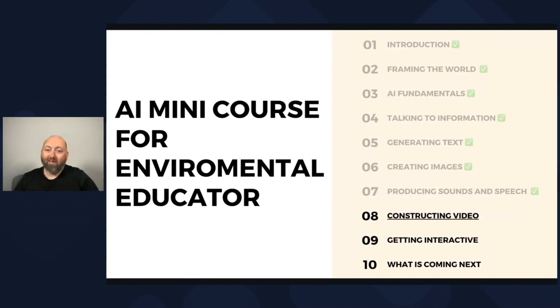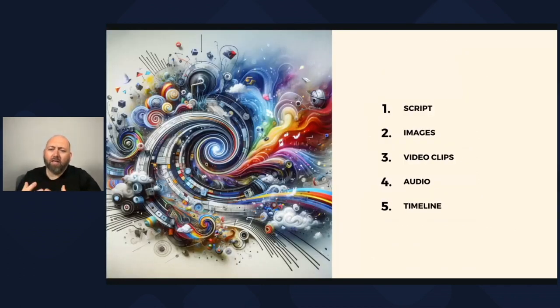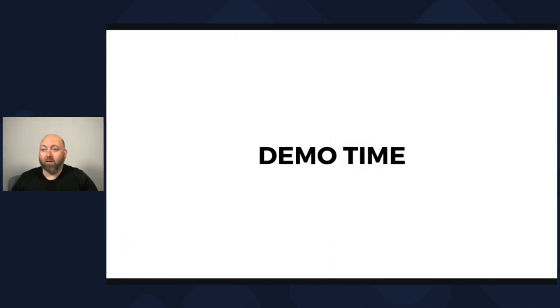So let's dive in. To do this, we have to basically split this project into 5 things. We need to generate a script, we need to create some images, which we're then going to turn into videos. Then we're going to put the videos and the audio together on a timeline, and that's going to give us our video. But let's not waste any time and let's dive straight into the demo.